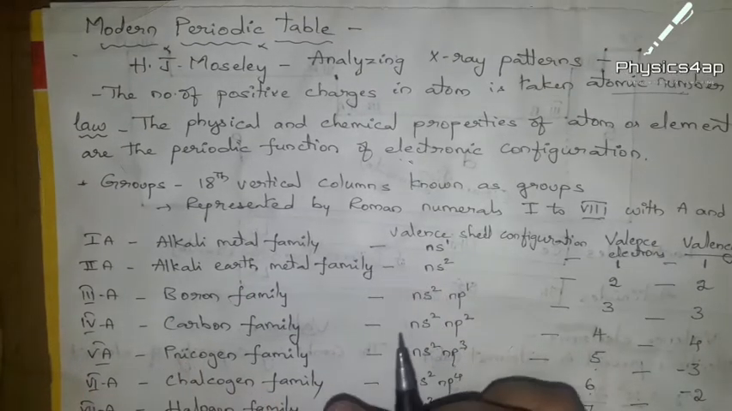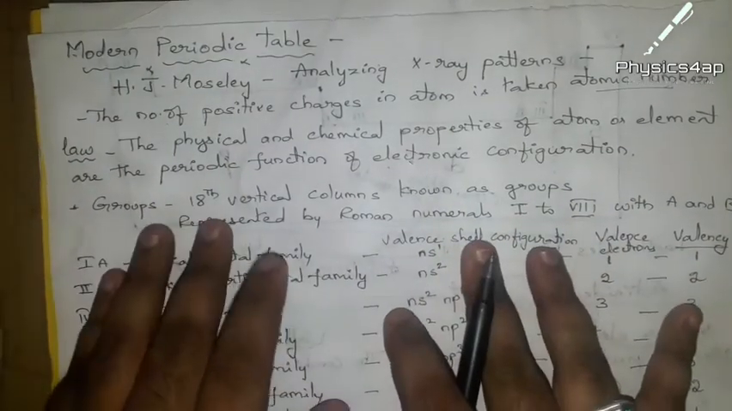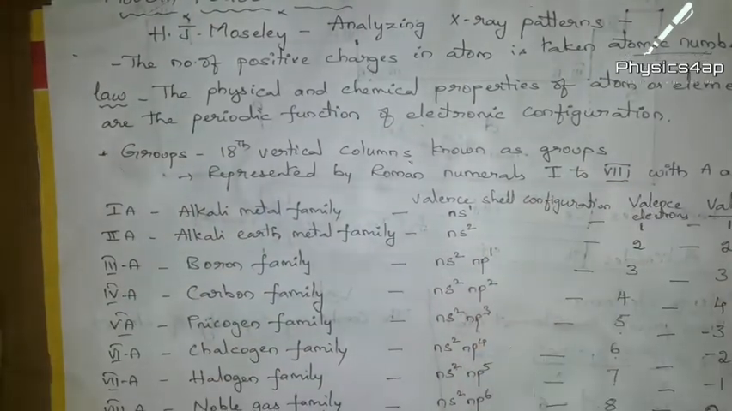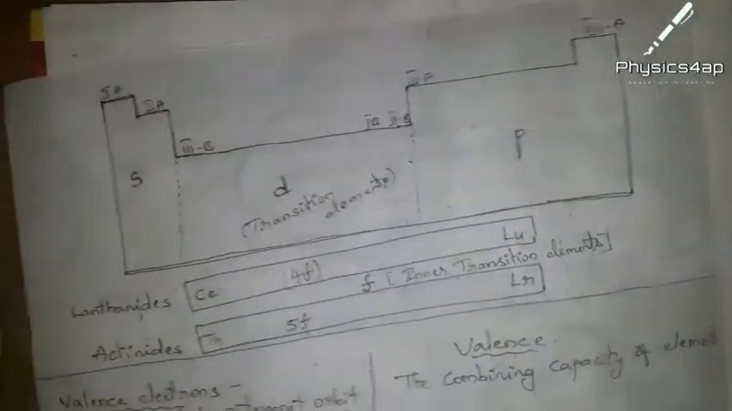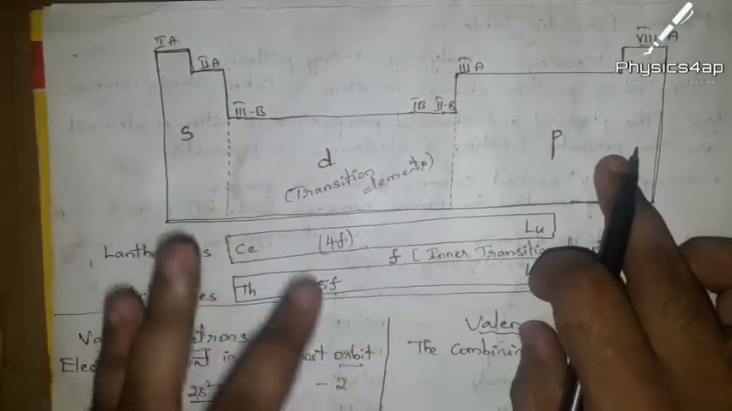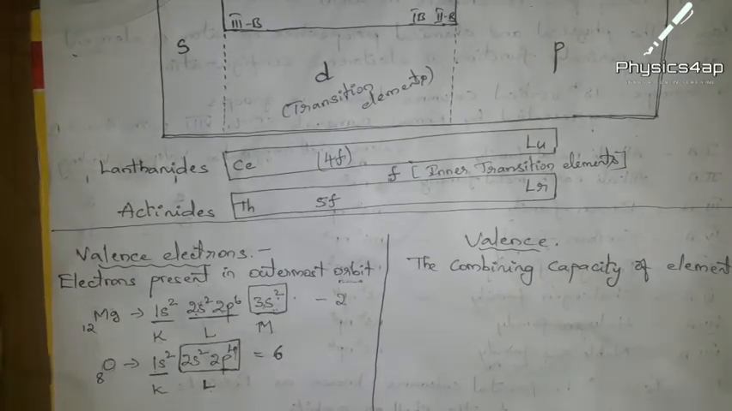So in our previous part we were explaining about the modern periodic table. We have seen the features, that is the groups and the periods, and also the S block, P block, D block and the F block, and we have seen about the valency electrons and the valency.